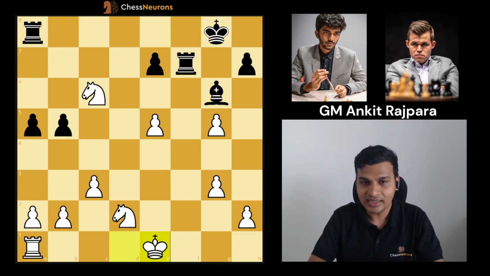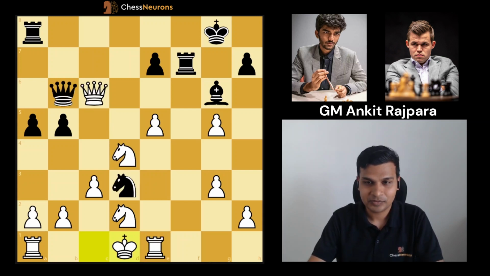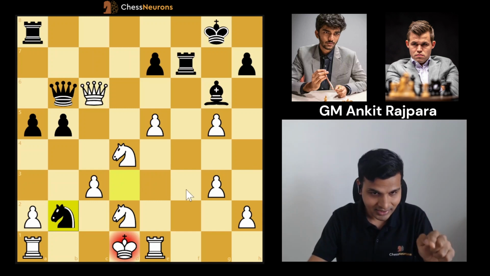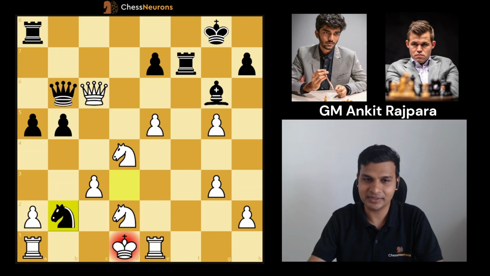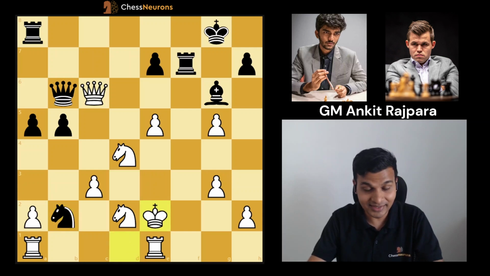And more importantly, he did all this. He gave all these sacrifices to attack Gukesh's king, and now queens have been exchanged, so it's difficult for him to continue with the attack. So he played knight takes b2 check. So he took the pawn and kept Gukesh's king weak. Gukesh played king e2, and here Carlsen made his first mistake.